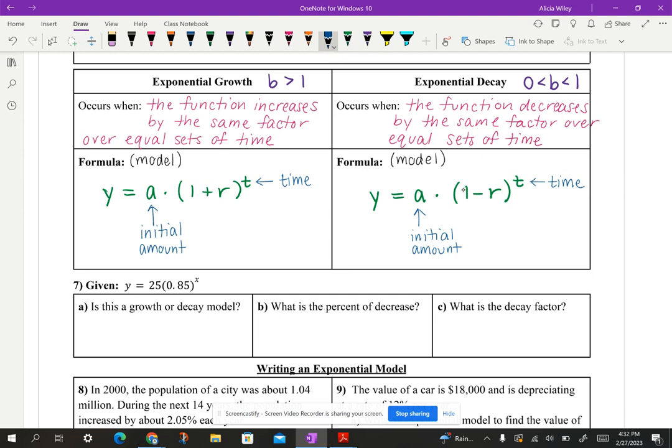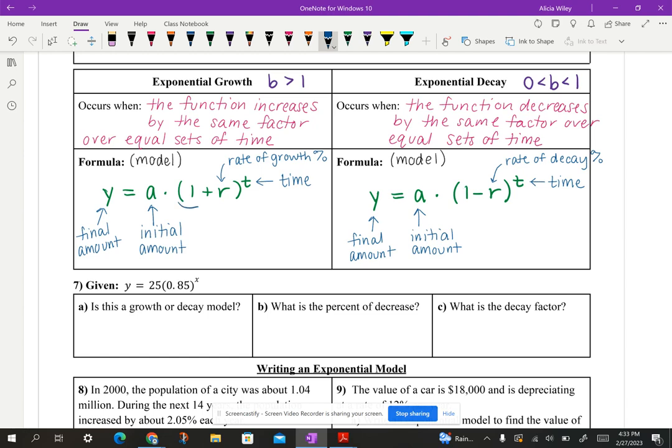The r is going to be what we call the rate of growth. And for the decay, it will be called the rate of decay. Now, when they give you the rate of growth or the rate of decay, it's often given to you as a percentage value. And I'll talk a little bit about that when we get to the problems. The y value is going to be representing your final amount. So again, it's the same there.